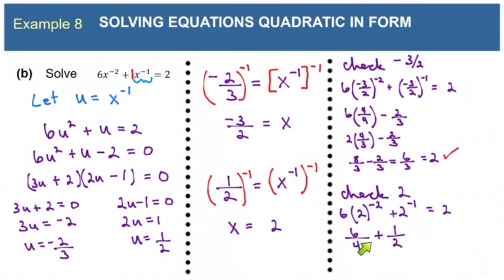And now we need a common denominator to add these two together. 1/2 becomes 2/4. So we have 6/4 plus 2/4, that's 8/4, which reduces to 2, which is what we wanted the right side to be. And so that solution checks. And our two solutions are negative 3/2 and positive 2.